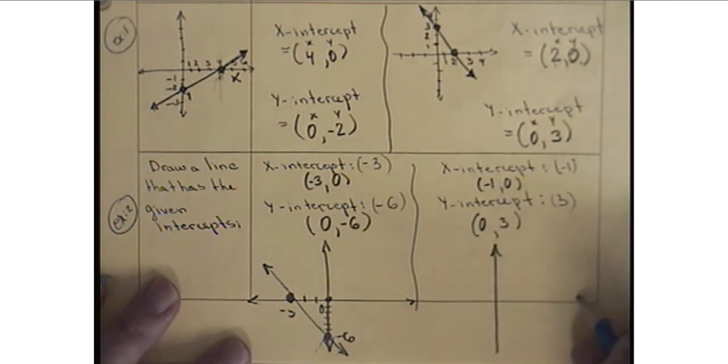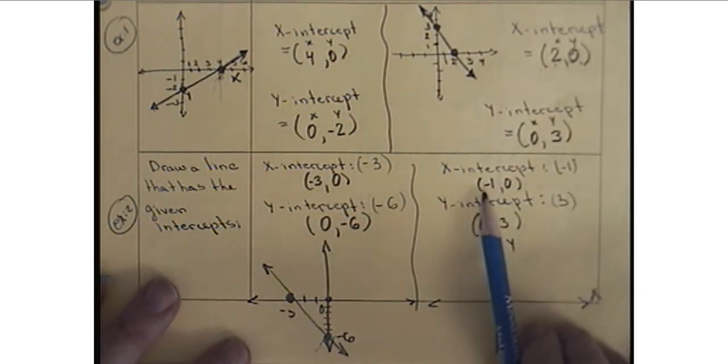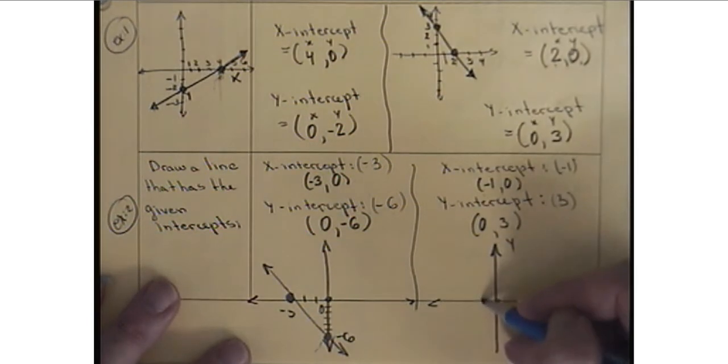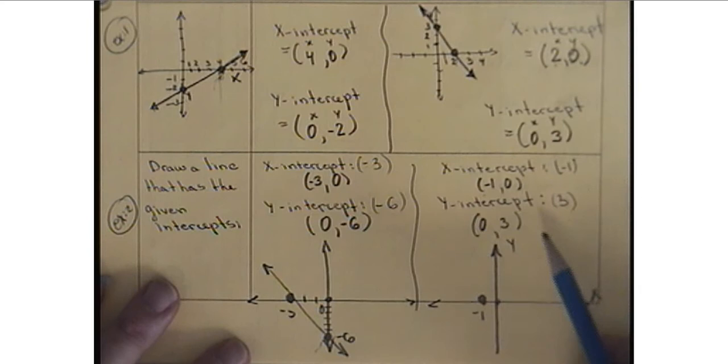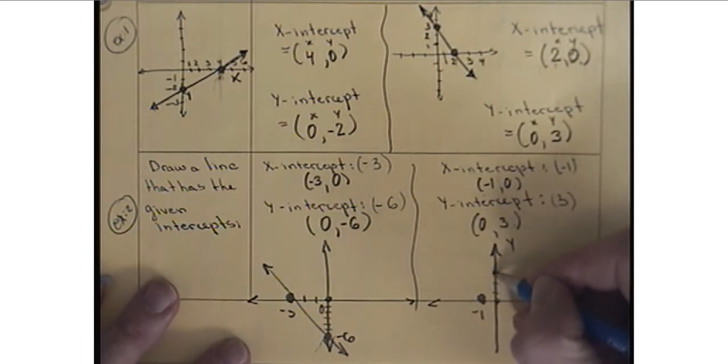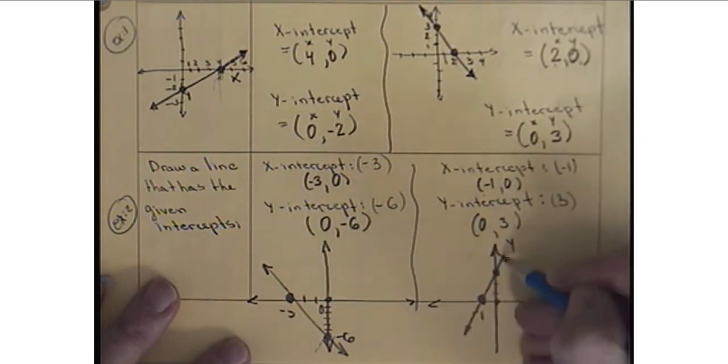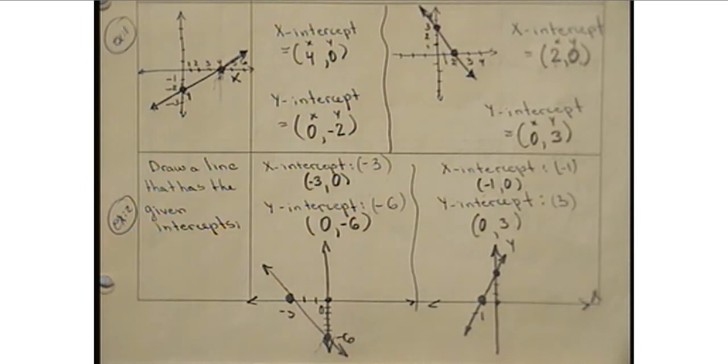One more graph over here to complete. So for this one, x and y, this is 0. The first point says x is -1, so that is the first intercept. The second point says the y-intercept is +3, which is 1, 2, 3 right here. And we just need to connect those 2 points and my graph is completed.